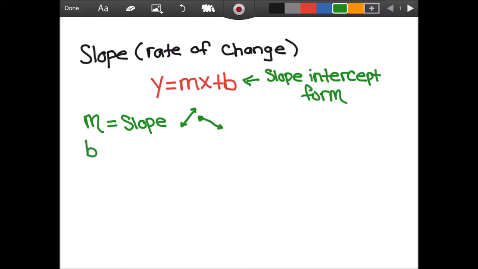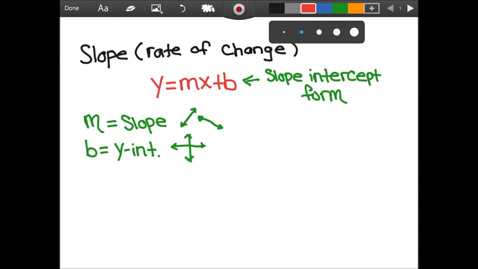And then your B is going to be your Y-intercept. And this is going to be where your graph crosses the Y-axis. Remember, whenever you are looking at a graph, your Y-axis is the up and down right here. That's your Y. So wherever that line crosses the Y-axis, that's going to be what number goes right there. Okay, and then our X and our Y, those are our ordered pair.